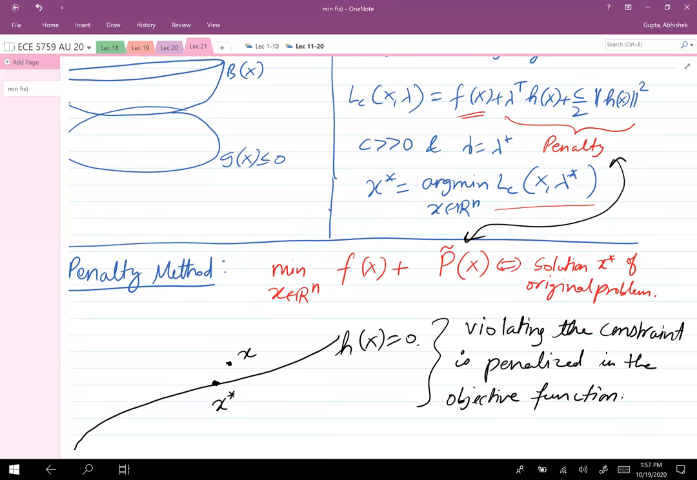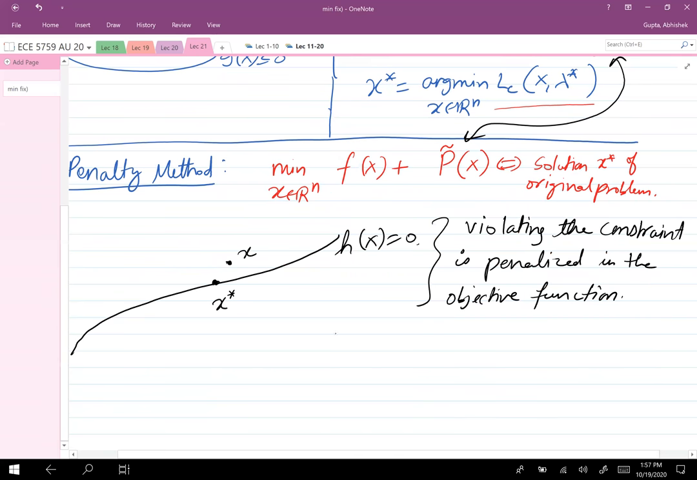So now you know that in the augmented Lagrangian case, if you are violating the constraint, if you're outside of this manifold where h(x) is equal to 0, you're going to be penalized. You're going to pay a heavy price as far as your unconstrained optimization goes. So p tilde x is strictly positive, or maybe I should write much, much greater than 0, if h(x) is not equal to 0.